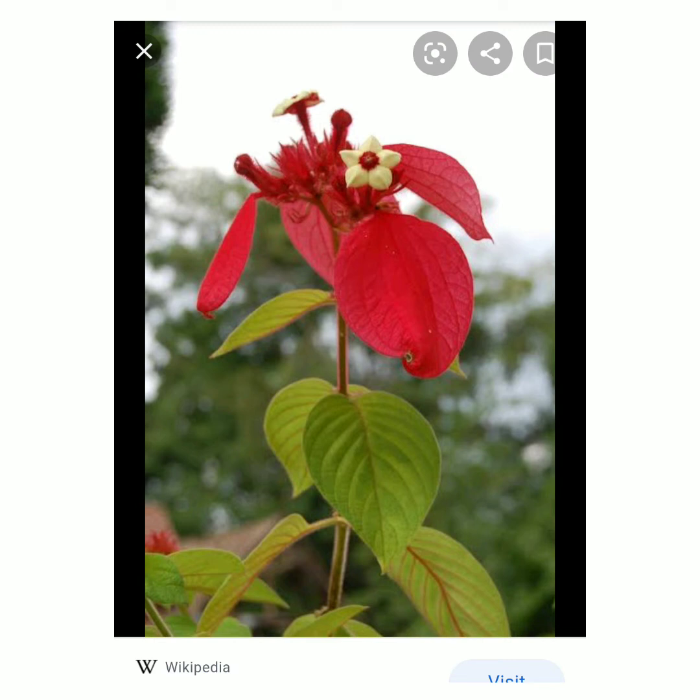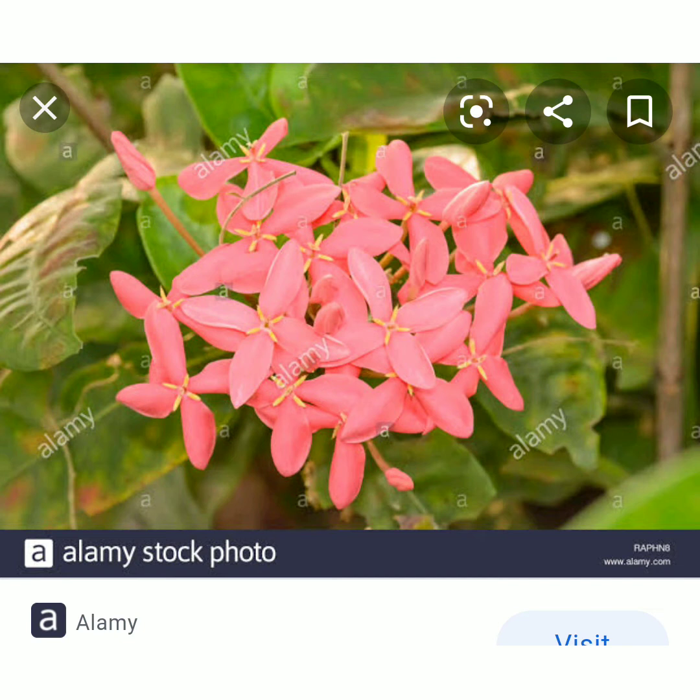The flower is similar to the flower of Ixora, isn't it? These two plants belong to the same family, Rubiaceae. That is why the similarity. Mussaenda and Ixora have similar flowers.